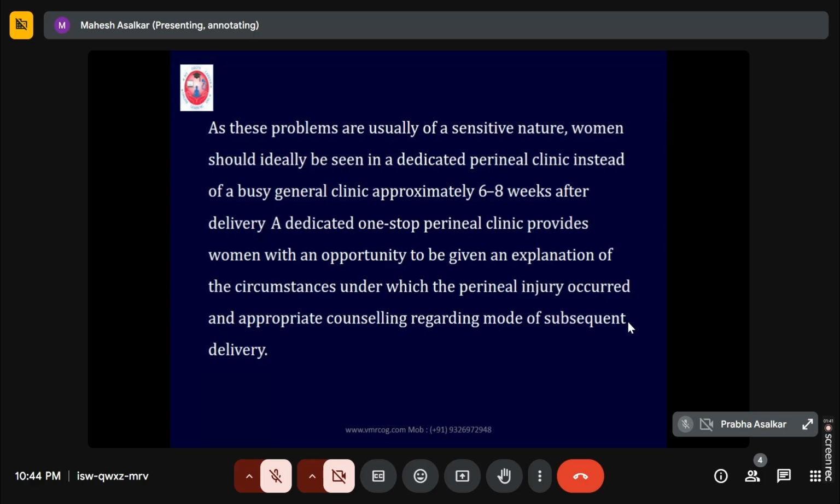This is also a question. When will you call for follow-up? You will call these people for follow-up at around 6 to 8 weeks following the delivery. A dedicated one-stop perineal clinic provides women with an opportunity to be given an explanation of the circumstances under which the perineal injury occurred and appropriate counseling regarding the mode of subsequent delivery. So you have to talk to these patients, why this has happened, what exactly is done. Okay, and give the appropriate counseling regarding the mode of subsequent delivery.